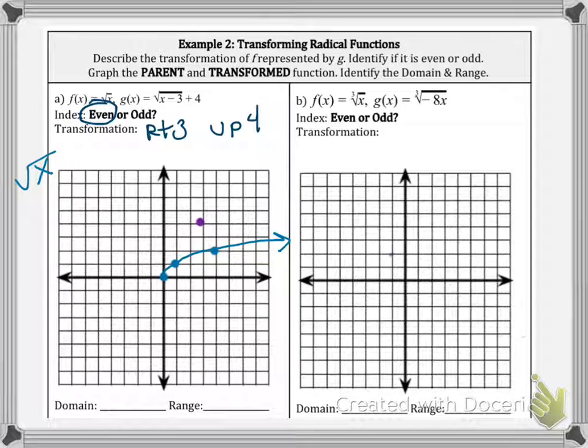So here's the first point. Then all you do is just copy the next points on the other curve. So notice from here, we did right 1, up 1, and then we could go right 1, up 3, right? It's exactly mirrored from the parent function. So it's not vertically stretched at all, that's it.